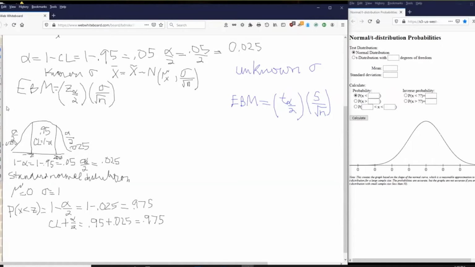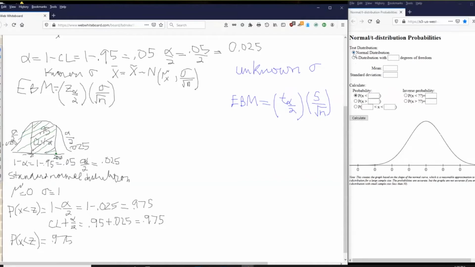And if you'll remember, the confidence level is all this stuff in between the 2 points. But if I want to find z, then I want everything to the left. So that's going to include the confidence level plus one of these alpha over 2, because we're trying to solve for this point right here. Okay? So now I'm solving for the value of z where the area to the left is 0.975.